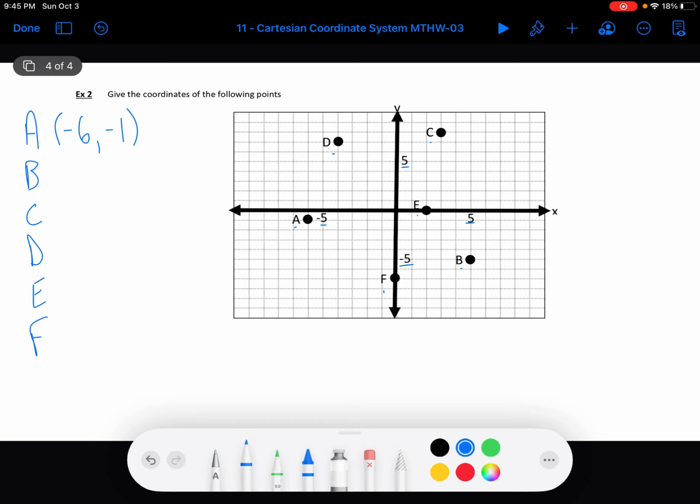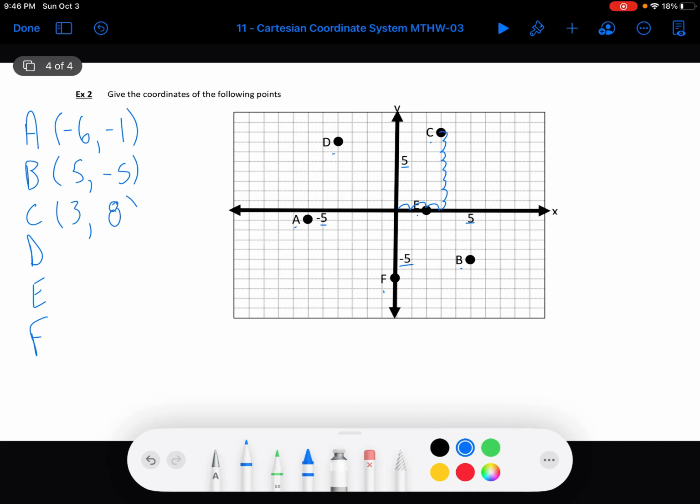Okay, so for B, we're going to go 1, 2, 3, 4, 5. I write in my 5. Then we went down 1, 2, 3, 4, 5. That's pretty easy. All right, let's get rid of those. Next one, we've got C, which is 1, 2, 3. And then 1, 2, 3, 4, 5, 6, 7, 8.